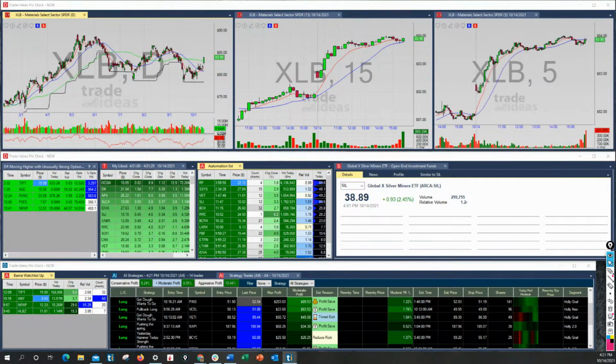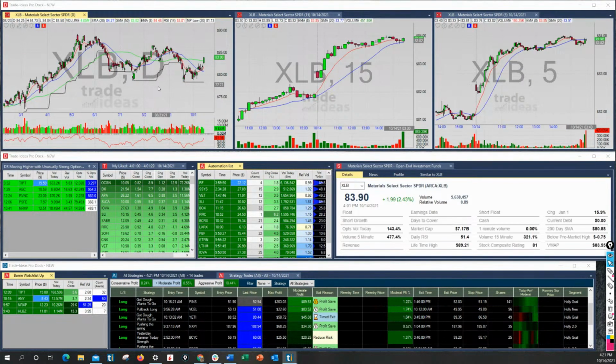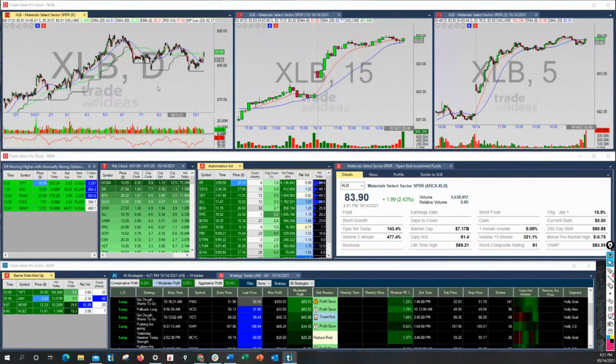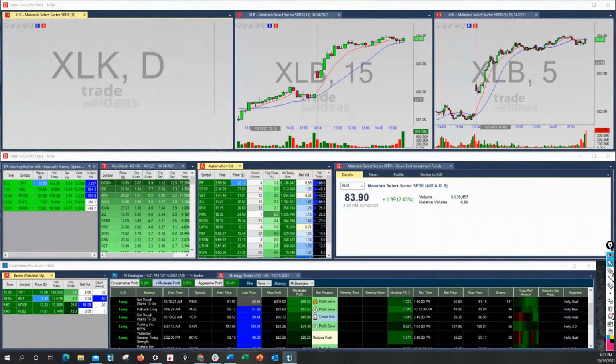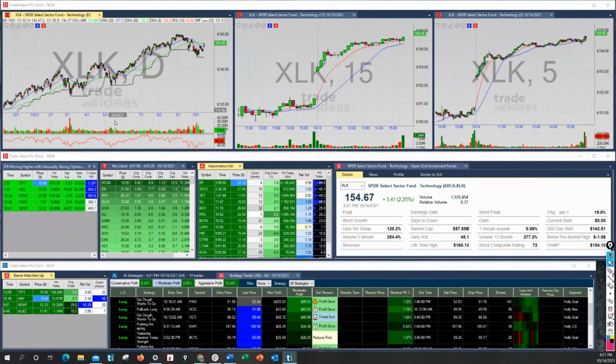XLB, sure, materials. Materials and home builders, I think it's no happy accident that they're kind of moving hand in hand. So is one going to lead the other? And again, the market looks for leaders. What's going to be the leader to take this market back to all-time highs, if we are to do it before year's end close? Take a look at the XLK.